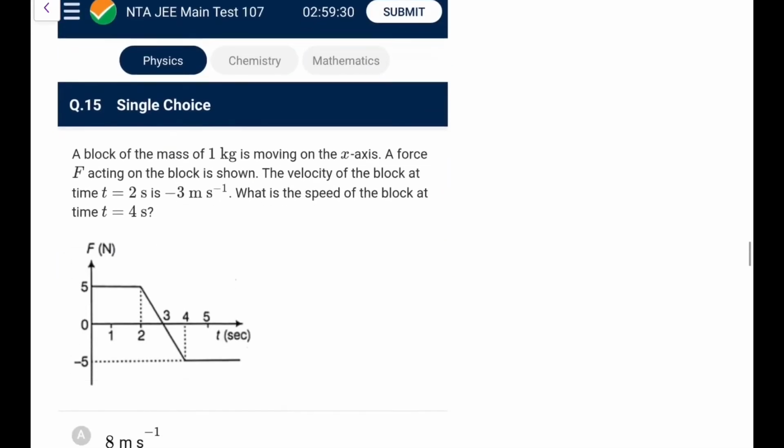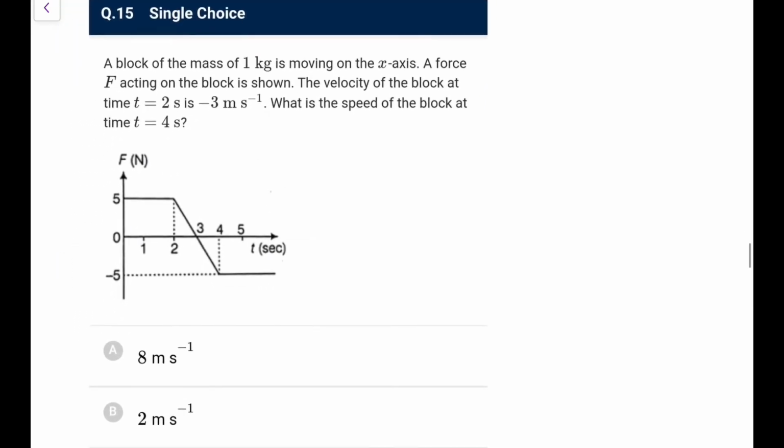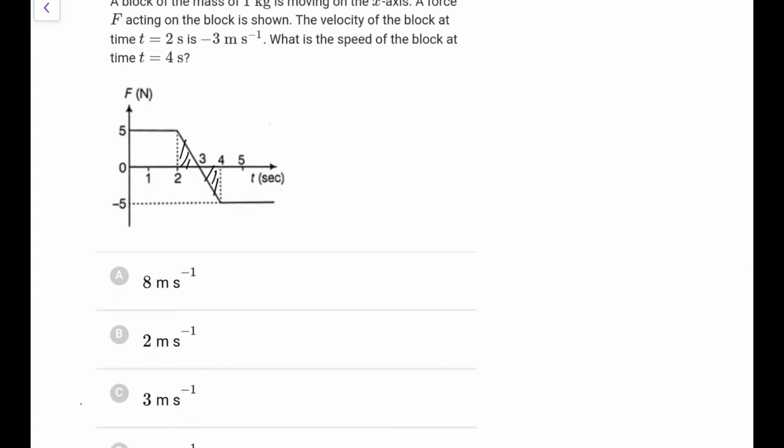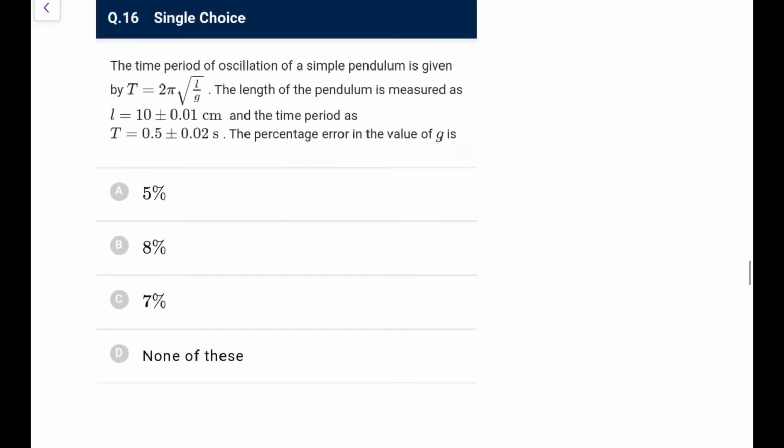Next one. Block of mass 1 kg moving on the x-axis. The force affecting on the block is shown. The velocity of the block at 2 seconds is minus 3 meter per second. What is the speed of the block at 4 seconds? So FT graphs gives you a change in momentum. So 2 and 4, if I check, the net impulse delivered is 0. So the velocity will remain minus 3. So speed will remain 3. That's an easy one. Next one.